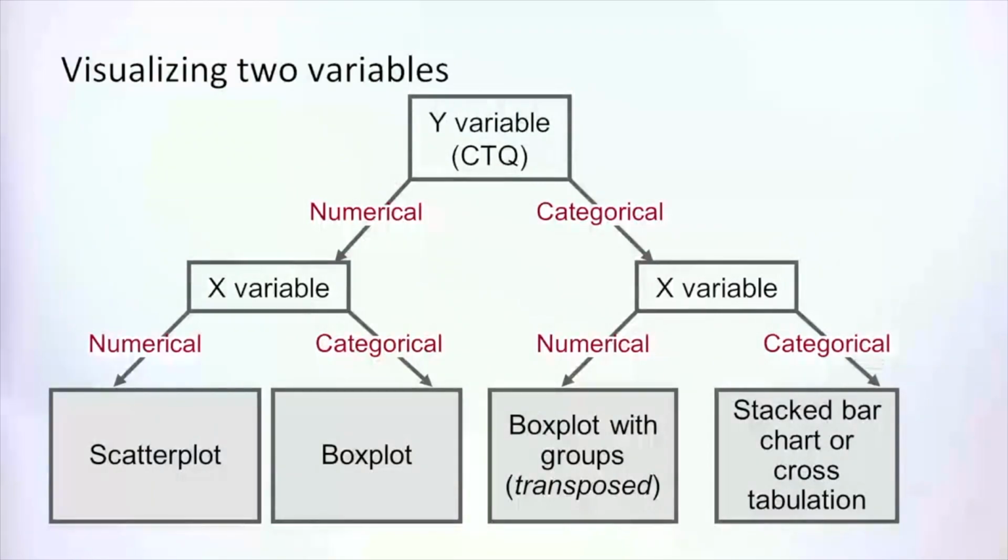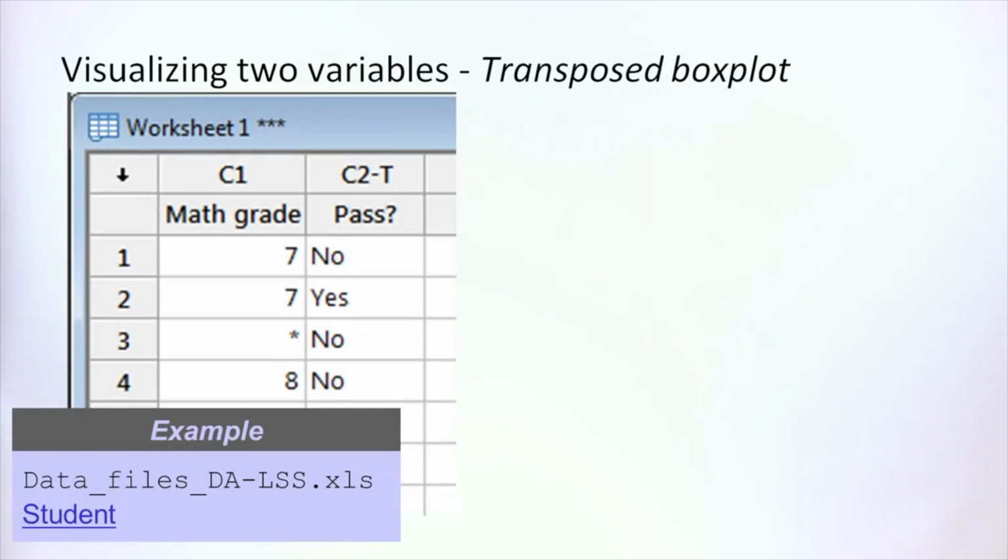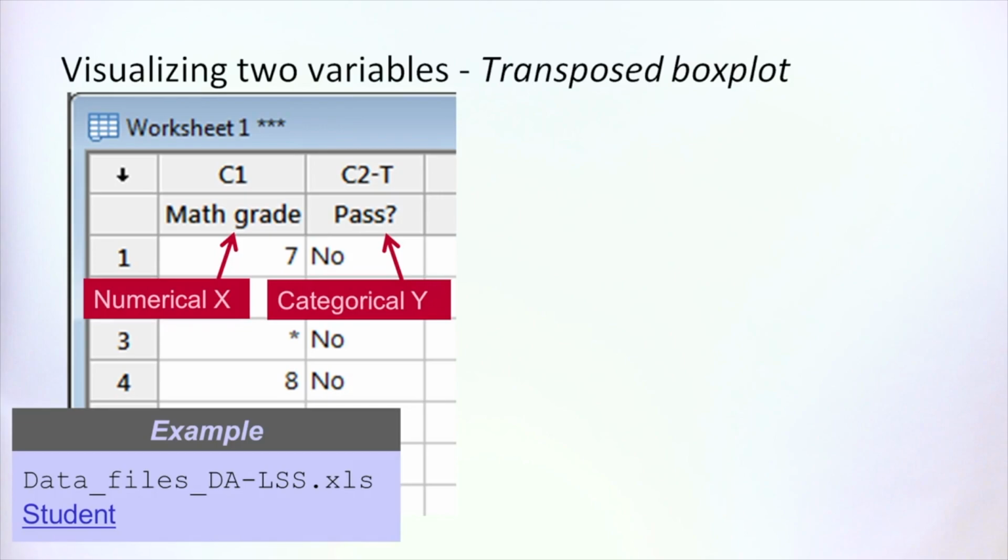If you have a categorical y variable and a numerical x variable, we also need to make a box plot. However, you want your y variable on your vertical axis, so we need to transpose the original box plot. Consider this next example of students. We would like to know if the student's math grade in high school affects the likelihood that they pass the first year at university. Well, math grade is therefore your numerical x variable, and whether or not you pass, yes or no, is the categorical y variable.